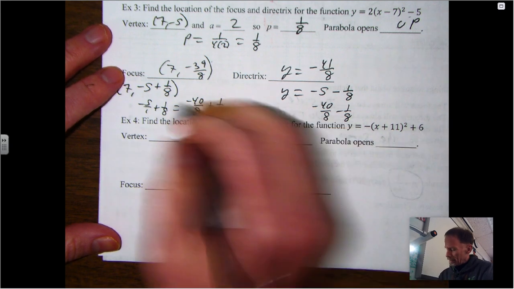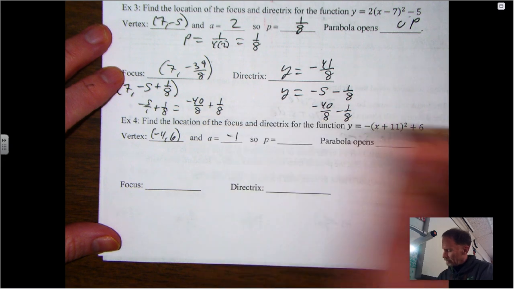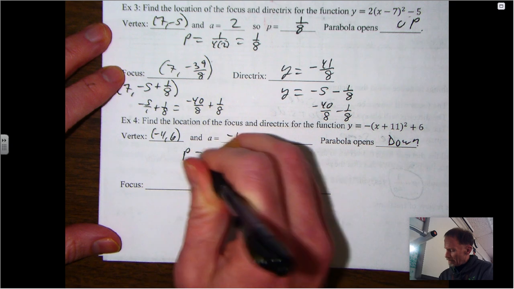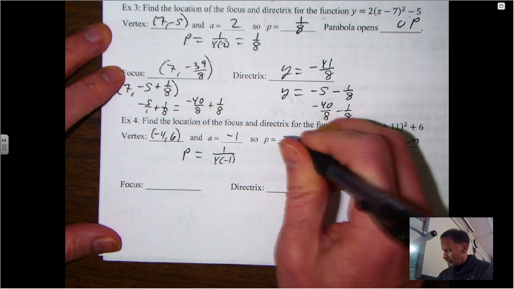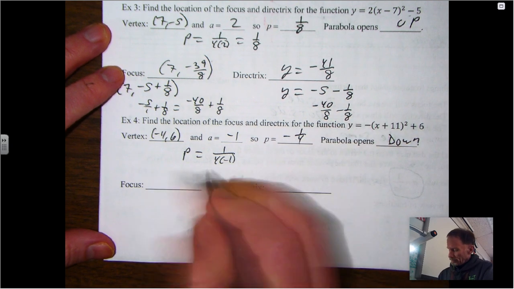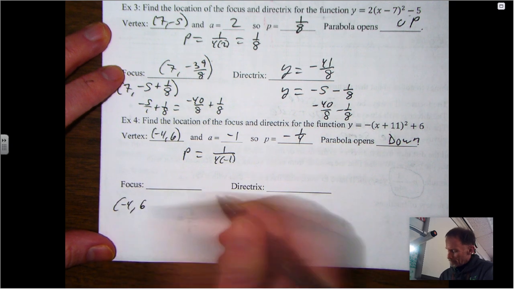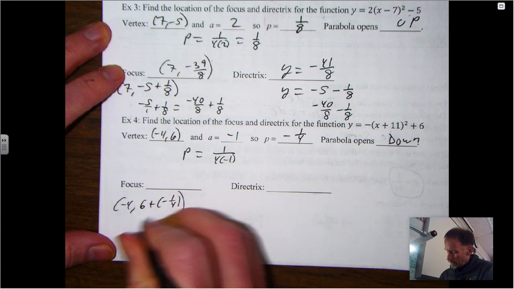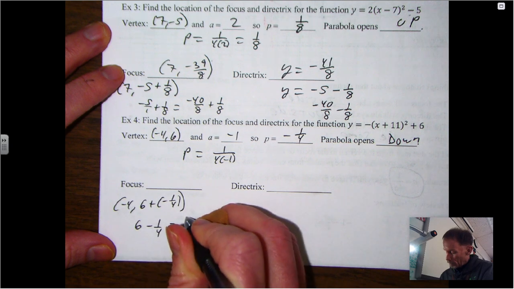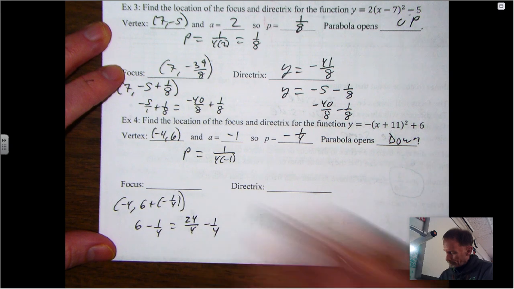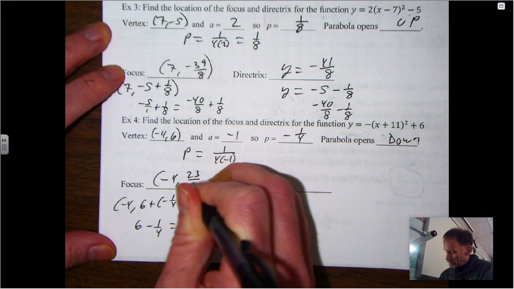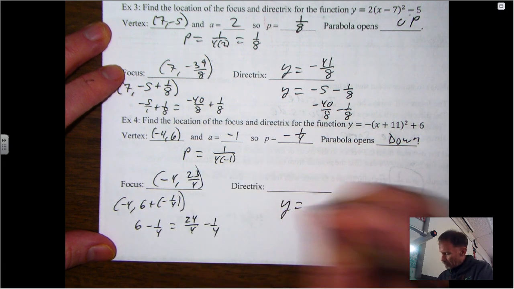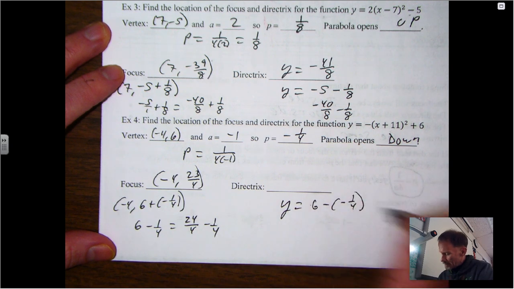Last one, vertex -4, 6. A is this -1, so it's going down. P-value, 1/4 times -1, just -1/4. And then your focus, -4, 6 plus a -1/4, basically subtracting, turns into minus. And then we got 6 minus 1/4, which would be 24/4 minus 1/4. So your focus is -4 and 23/4. Directrix, 6 minus a -1/4, that becomes a positive. So that's going to be 25/4.